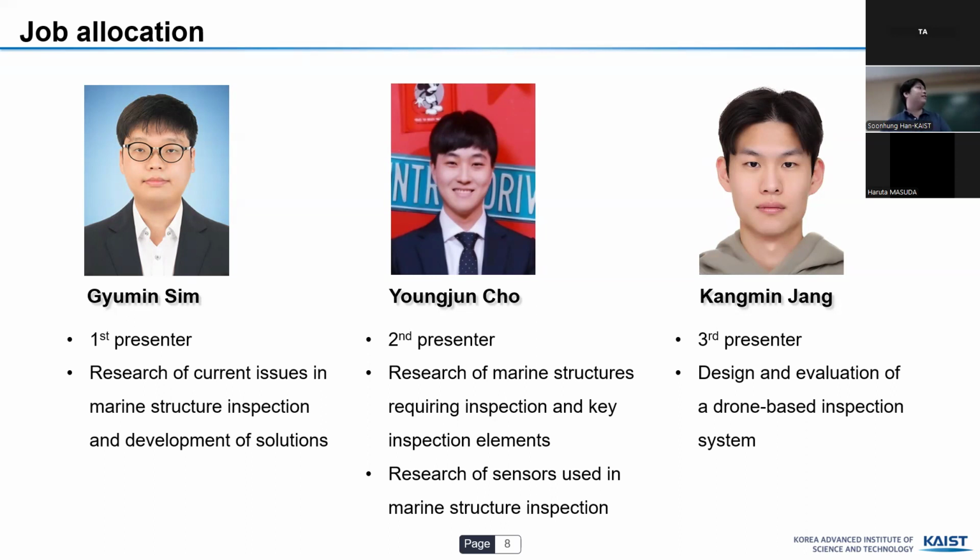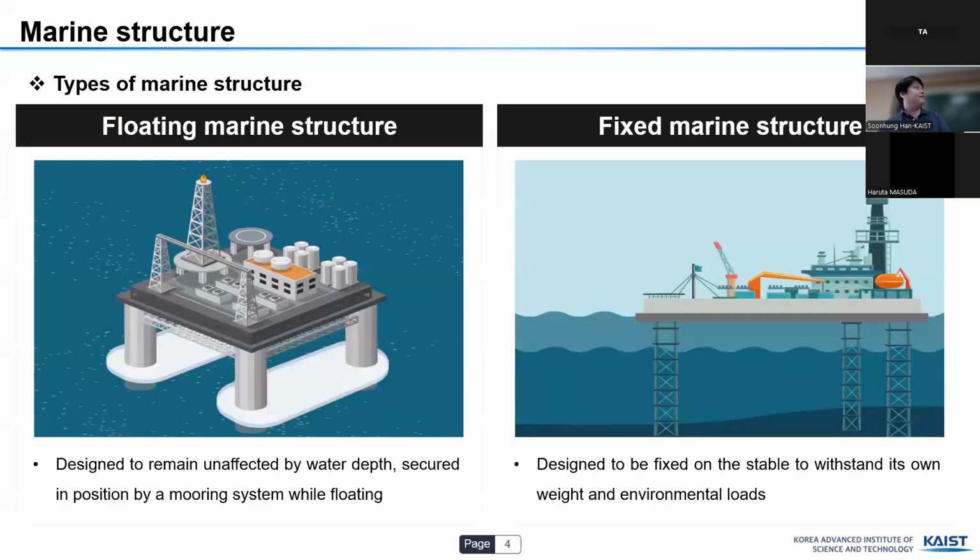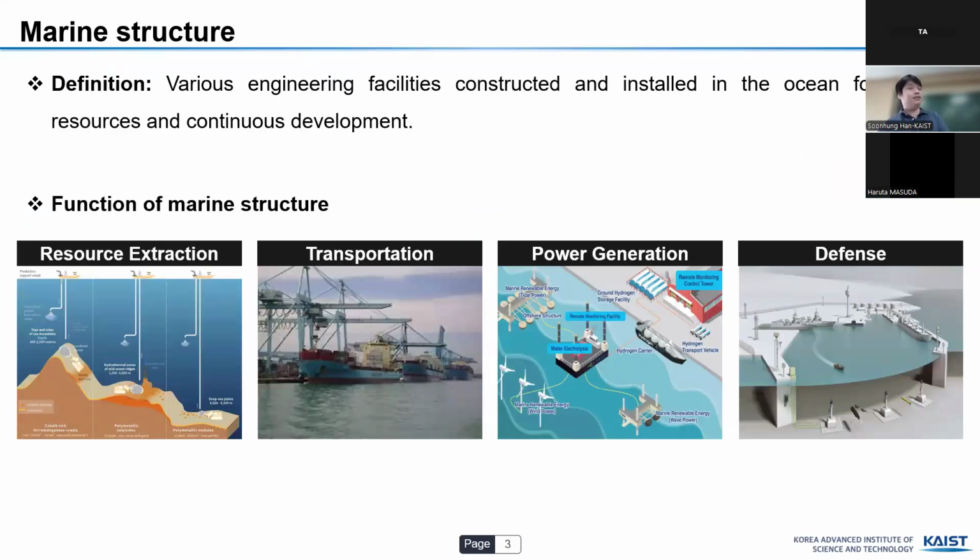Right. Can I see the types of offshore structures you showed us, the previous one? This one. You're saying resource extraction, transportation. Does the marine structure include ships? Yes, including ships. Okay, so you're going to target more specific structures. Power generation can be, but not marine, it's a floating power plant, right? That depends. That's usually a ship or something. You are including that during the operation.